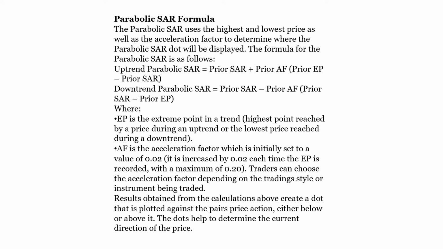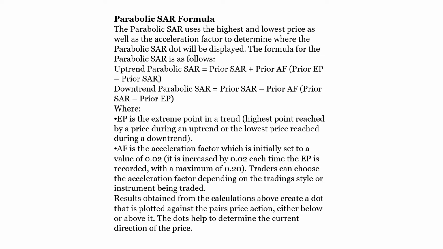AF is the acceleration factor, which is initially set to a value of 0.02. It's increased by 0.02 each time the extreme point is recorded, so each time it goes up or down, with a maximum of 0.2. Traders can choose the acceleration factor depending on their trading style or the currency pair being traded.